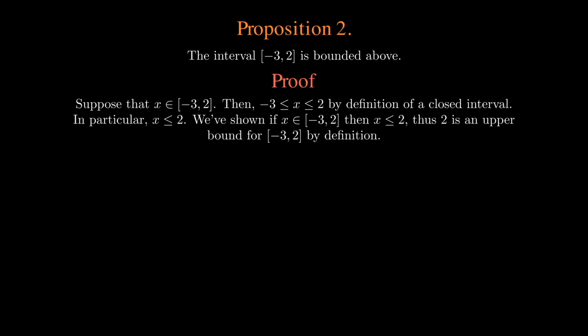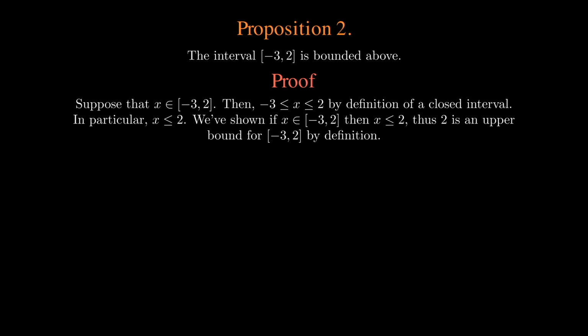Moving on to another proposition, we will now formalize a proof that the closed interval from -3 to 2 is bounded above. We can do so with a direct proof by assuming that we have some arbitrary number x within the interval. Then unpack the definition of a closed interval to get the inequality that x is between -3 and 2.